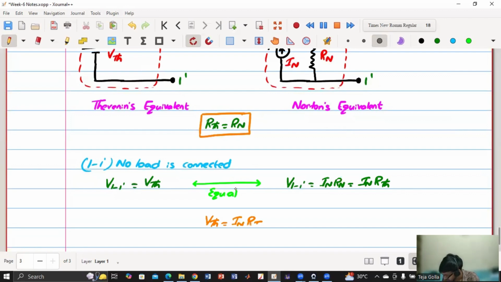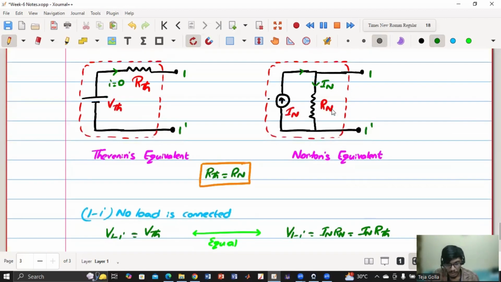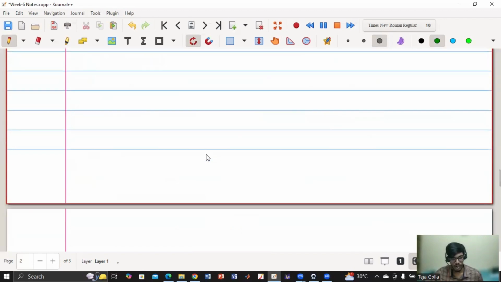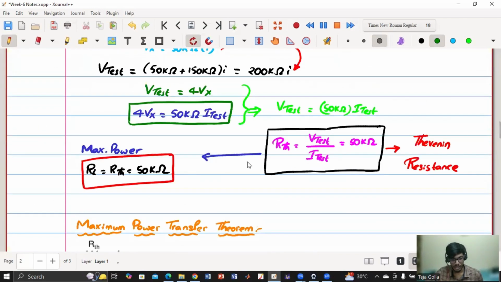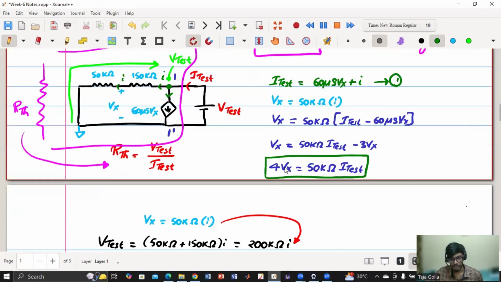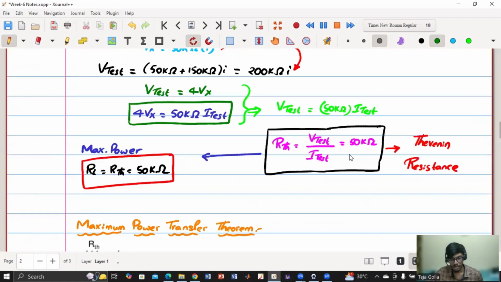So once you calculate VThevenin and RThevenin, I can get the I Norton current by doing VThevenin by RThevenin, and R Norton is the same as RThevenin. So if you get Thevenin's equivalent, you can convert into Norton's equivalent. If you get Norton's equivalent, you can get into Thevenin's equivalent. So let us understand this. Here we got VThevenin as minus 4, right? So VThevenin is minus 4 and RThevenin is 50 kilo.